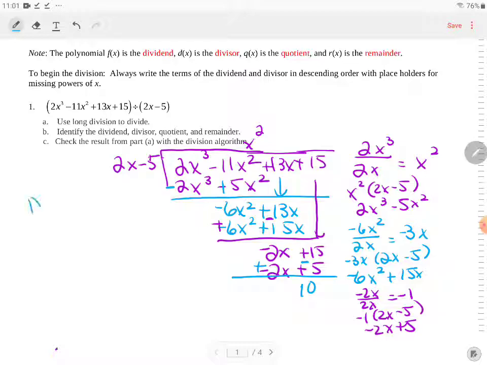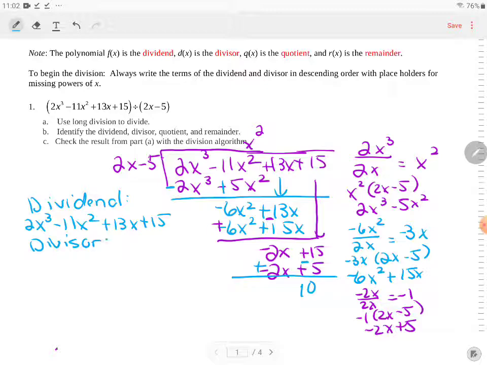All right. The dividend is the problem we have that we want to divide something into. So that is 2x to the third minus 11x squared plus 13x plus 15. The divisor is what you're dividing by. So in this case, it is 2x minus 5. The quotient is the answer.